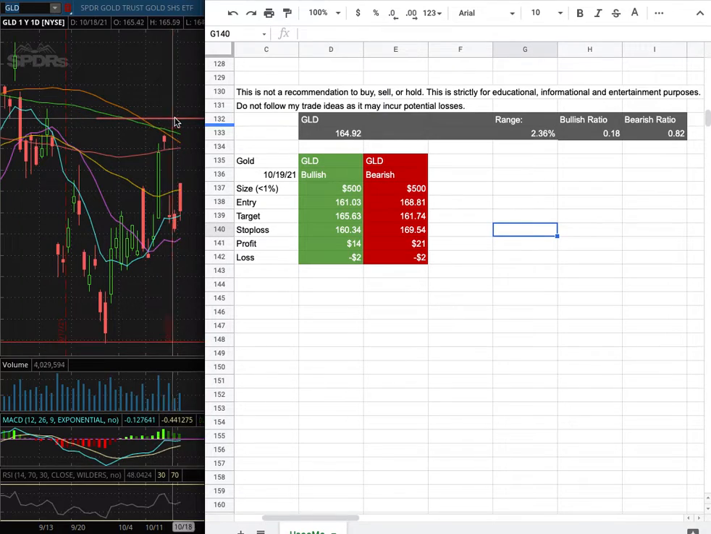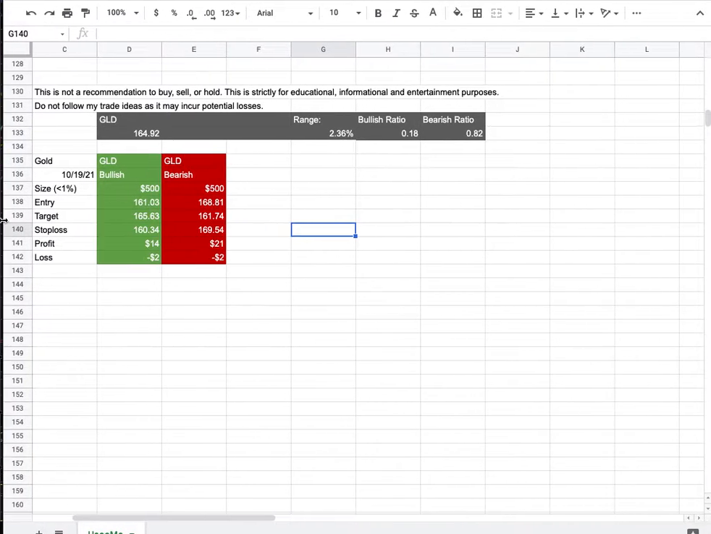However, if I were to open a short position, my entry is at $168.81, and that is this range there. My sell target is at $161.74, and my stop loss is at $169.54. So whichever entry price were to hit first, that will be my position of the week.